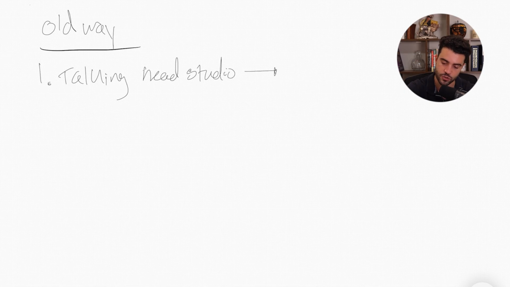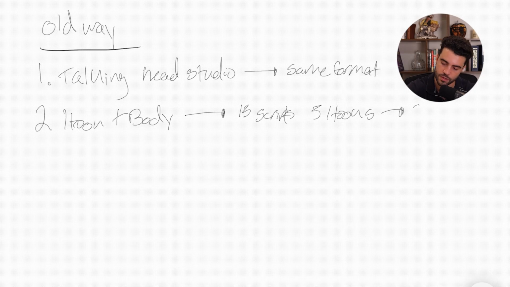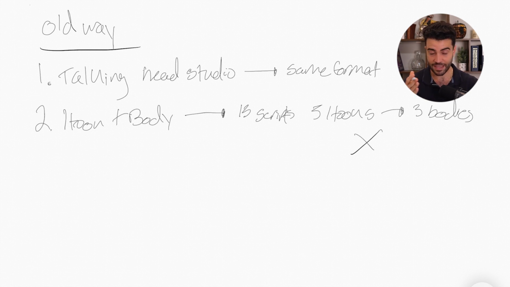So you used to be able to just do the same format. The second thing you used to be able to do was hook and body variation, which means you could have 15 scripts by doing 5 hooks and 3 bodies. You put 5 hooks on one body, 5 hooks on another body, 5 hooks on another body, and you now have 15 ads. That strategy doesn't work anymore, because even if you attach a different hook, they're treating it as the same ad. So essentially you only really have 3 ads here.